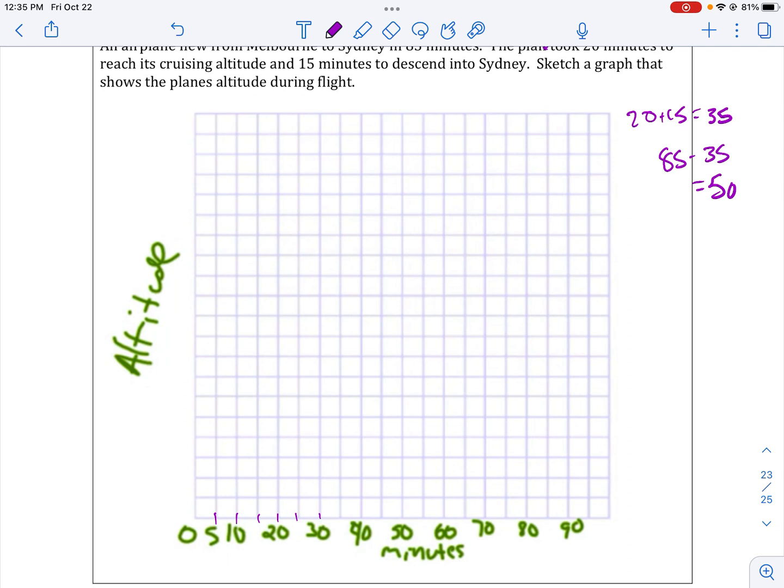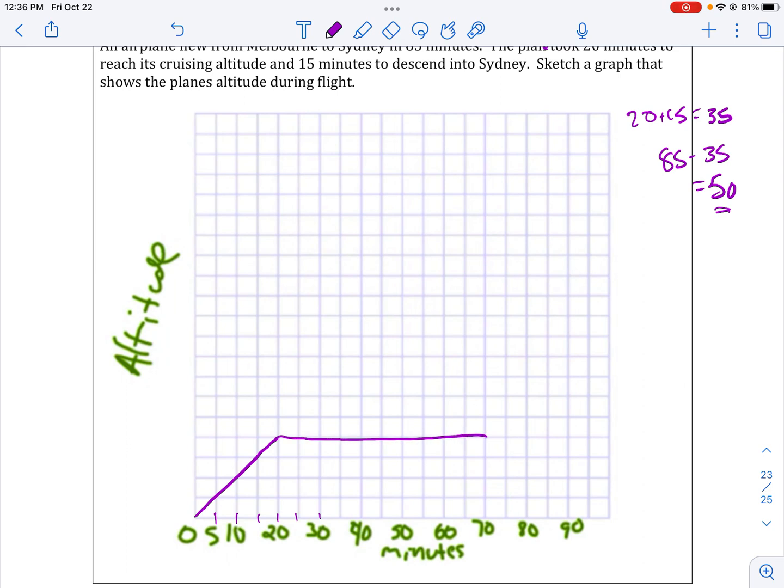Our y-axis is labeled altitude. It did not say anything about the altitude. It's a relatively short flight, so it probably doesn't get too high in the air. But when we start sketching this graph, so here's a plane ascending into the air, took 20 minutes, and then we said it was 50 minutes at its cruising altitude.